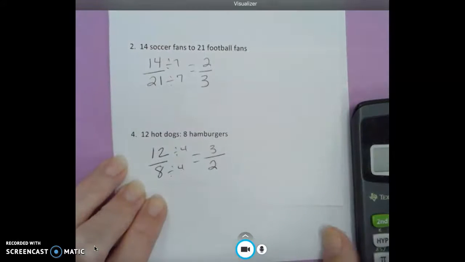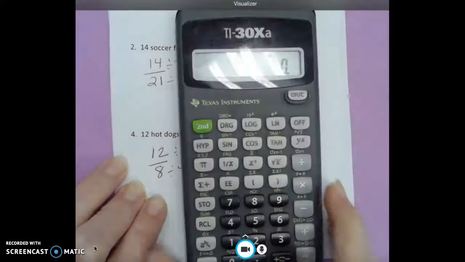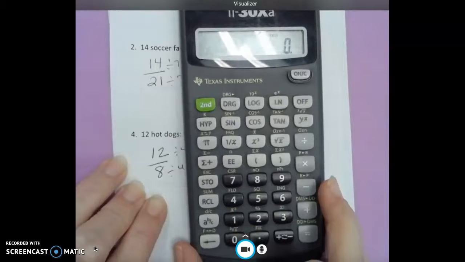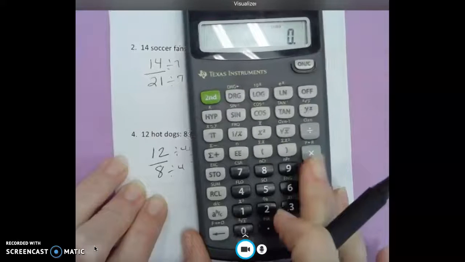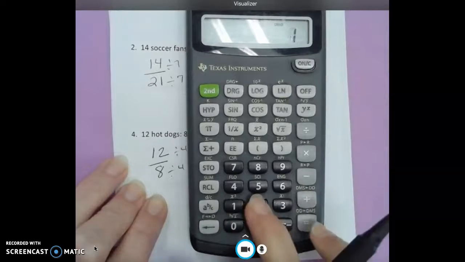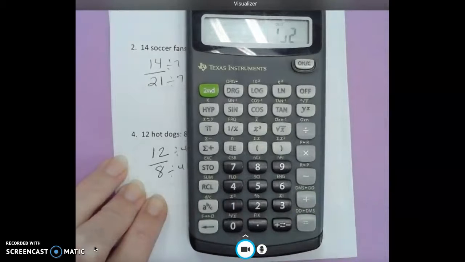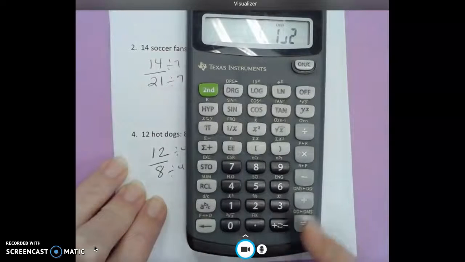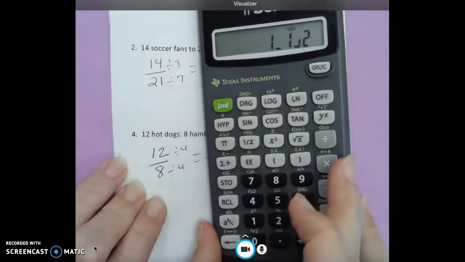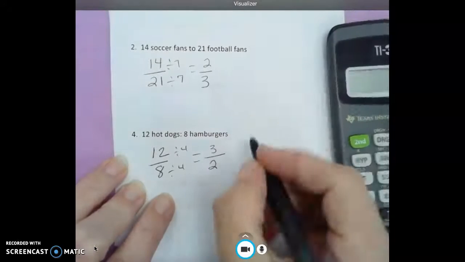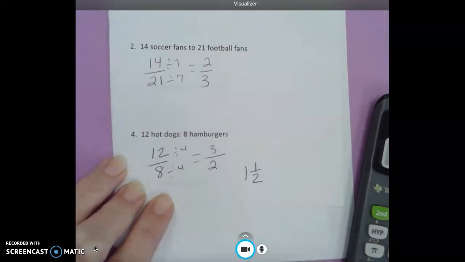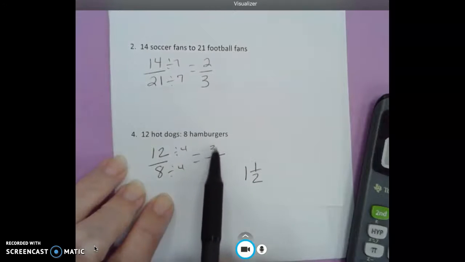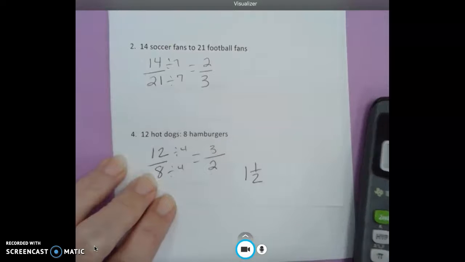Now the calculator will not give us what we need as a ratio. Let's see what happens when we do this on the calculator. 12, ABC, 8, and hit equals. It gives it to us as a mixed number. I don't know if you can see that. It's 1 and 1/2. Okay? 1 and 1/2 is not considered a ratio. It's a mixed number, but it's not a ratio. A ratio is only 2 numbers compared to each other.